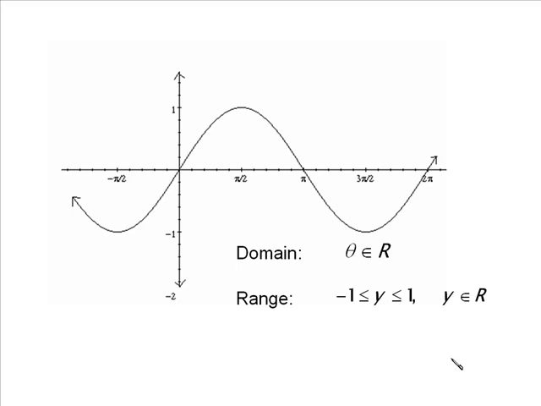The range, though, does have a restriction, and we've seen this several times before. It's between 1 and -1. Off the graph, you can recognize that, and that makes sense from what we know about these.